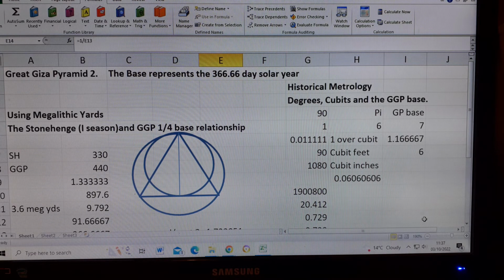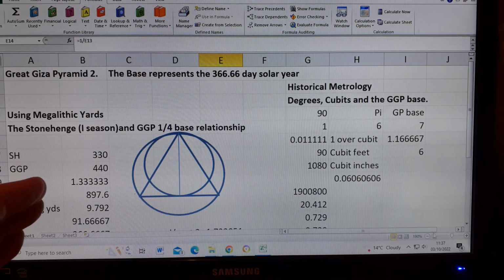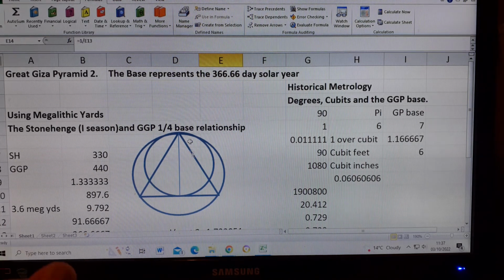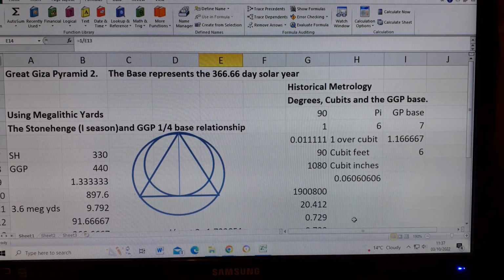So Stonehenge can be reconciled to Giza through root 3 and the equilateral triangle. So the next lecture we're going to go on to historical metrology, the relationship between degrees, cubits and the GGP base, and I'll be using this same spreadsheet. I haven't got enough time to go through it. I thought I might have. I'll make that Great Giza Pyramid 3 presentation. So thanks for listening.